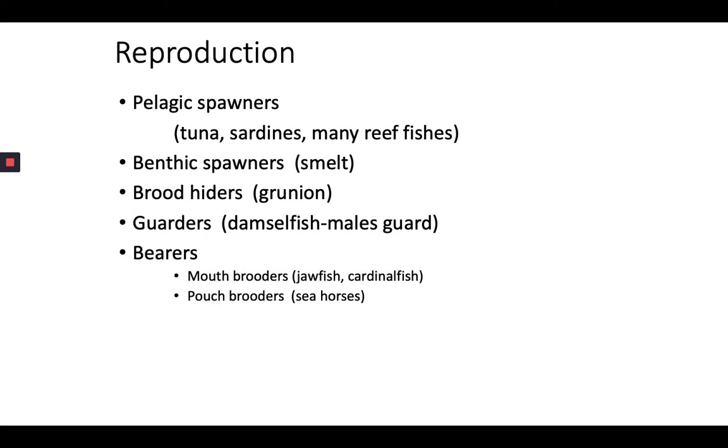There are bearers, they're mouth brooders such as jawfish and cardinalfish, which hold the eggs in their mouth, and it's the males that hold the eggs in their mouth, and they can't eat the whole time until they hatch, and they protect the eggs that way. And then there's pouch brooders such as seahorses, which the males have the eggs in their pouch. Actually, it's the little baby seahorses, and then they get them big enough to where they can be on their own. And some fish are live bearers.